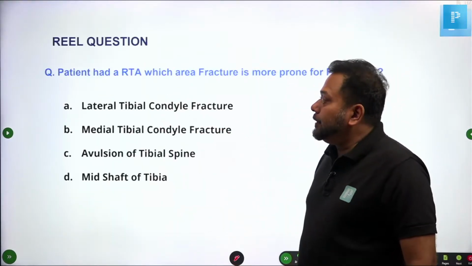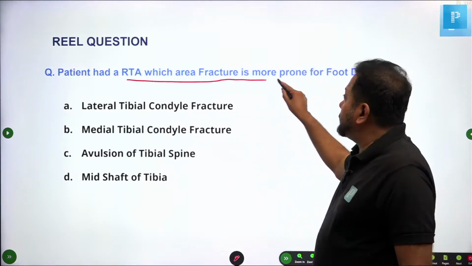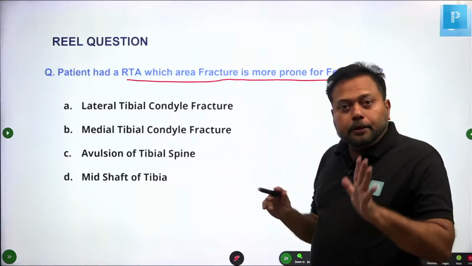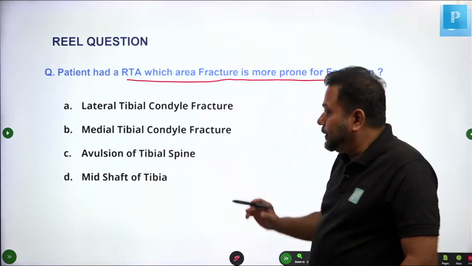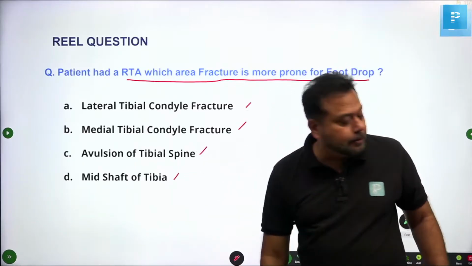Patient had an RTA. Which area fracture is more prone to cause foot drop? This area is again repeatedly asked in INI-CET. Lateral tibial condyle, medial tibial condyle, avulsion of the tibial spine, or mid shaft of the tibia?